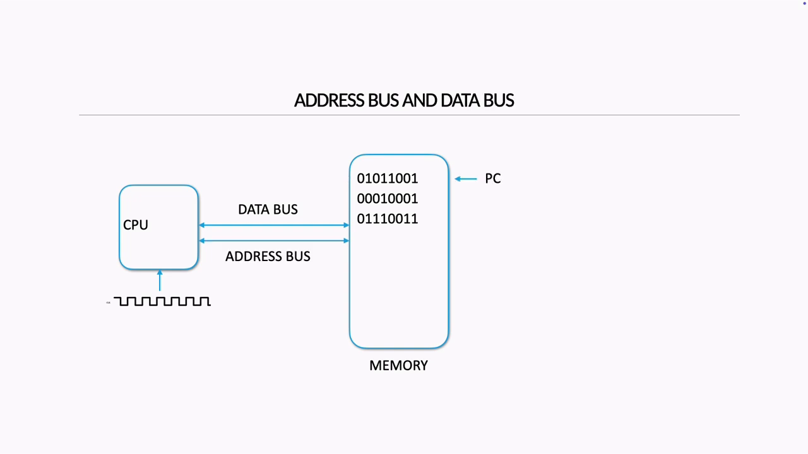The computer uses two buses called data bus and address bus. The data bus carries the data stored in memory to the CPU and also from the CPU to the memory. The address bus carries the address where the CPU has to read from memory.